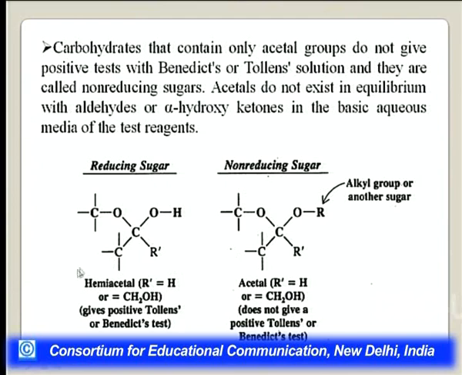Here you can say this is the acetal structure, or we can say hemiacetal, where this R dash is H, or it can be a CH2OH, and it will give a positive test with all the oxidizing agents. And the other will not give the positive test. That is, we are talking about the non-reducing sugars. These are acetals, and R dash group can be H and CH2OH. Here you can say what is the difference? This H gets replaced by this alkyl group or another sugar.